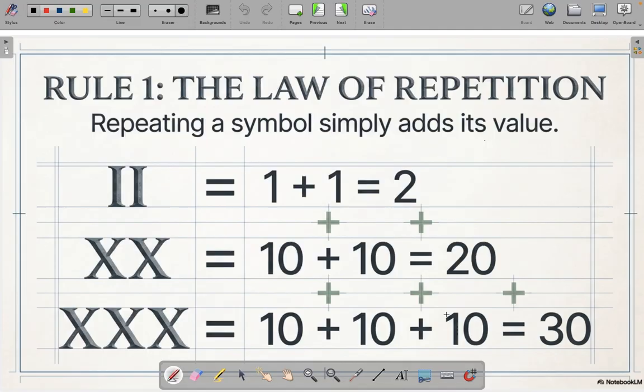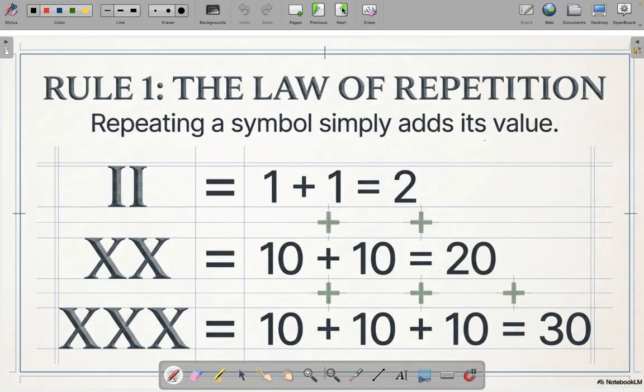is equal to 30. But sir, if we want to write 40, then we do not repeat X 4 times. Instead, we have to write XL, because L is 50 and 50 minus 10 is X. So L minus X is XL, 40. So 40 will be written XL, and not 4 times X, right?